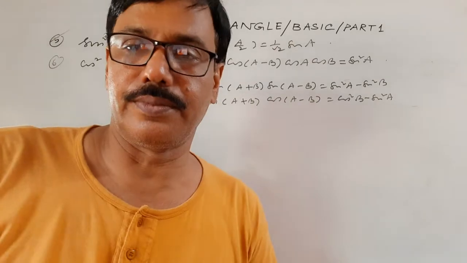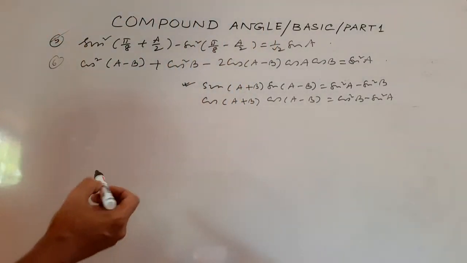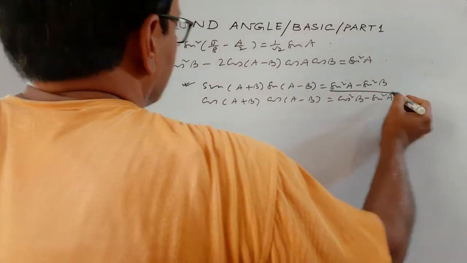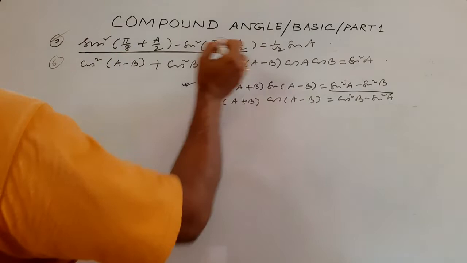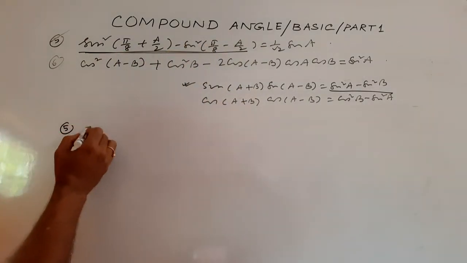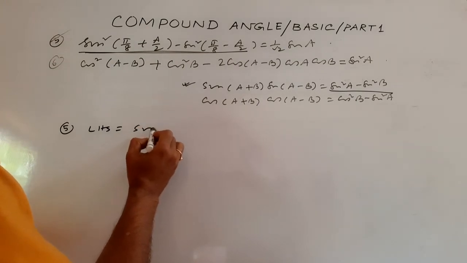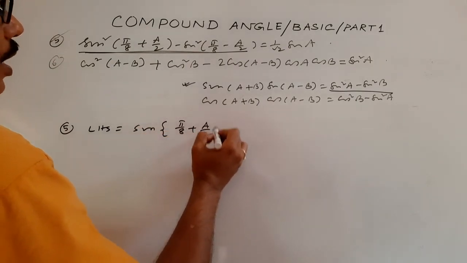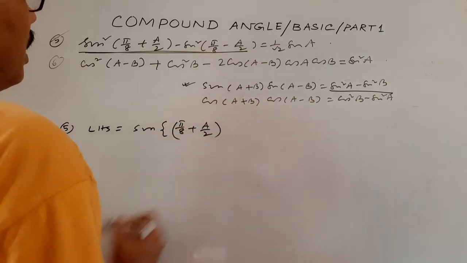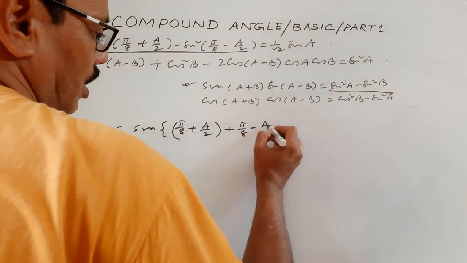Now problem number 5. So sin square A minus sin square B. So LHS, sin square A minus sin square B. What is the formula? sin(A plus B). What is A? Pi by 8 plus A by 2. A plus B, pi by 8 minus A by 2.